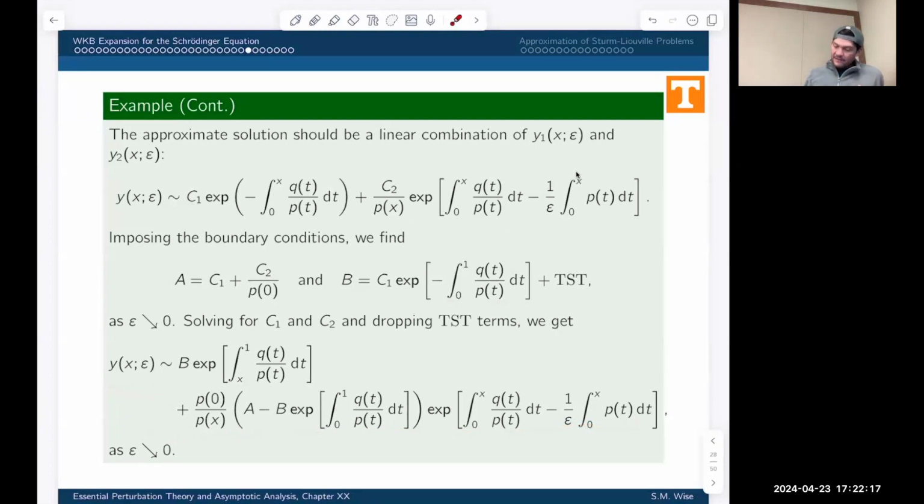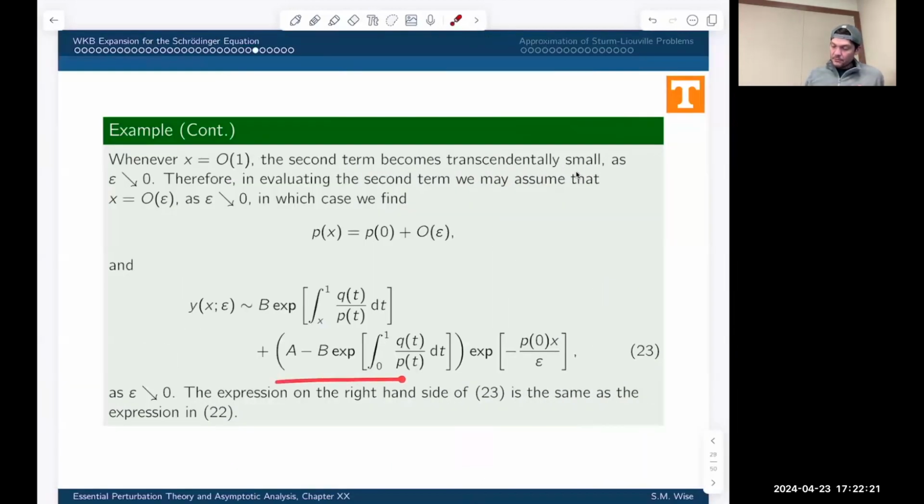I've got a couple more terms which we need to cancel in order to get to our final result. But the idea is that the WKB method can obtain the solution that we got by matching, but doesn't do matching at all. It just does this from a completely global perspective.